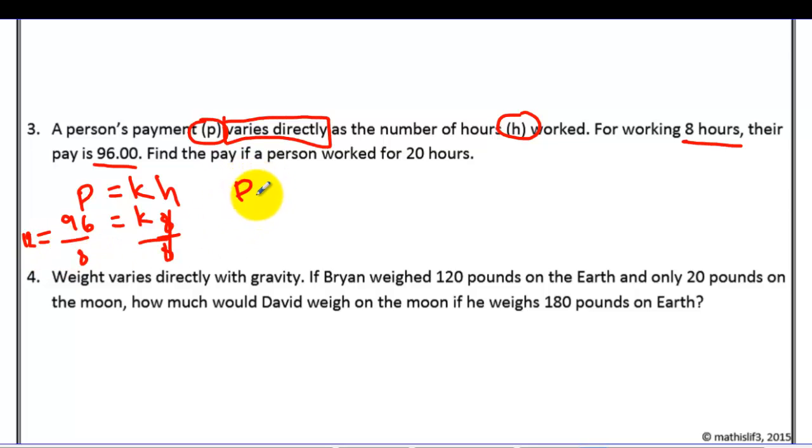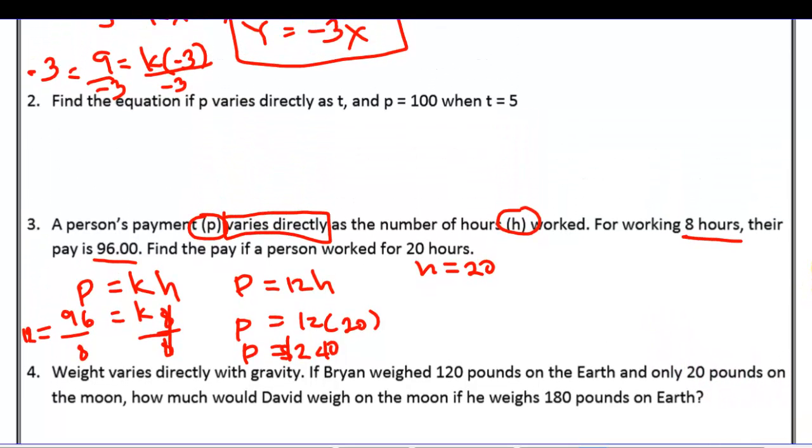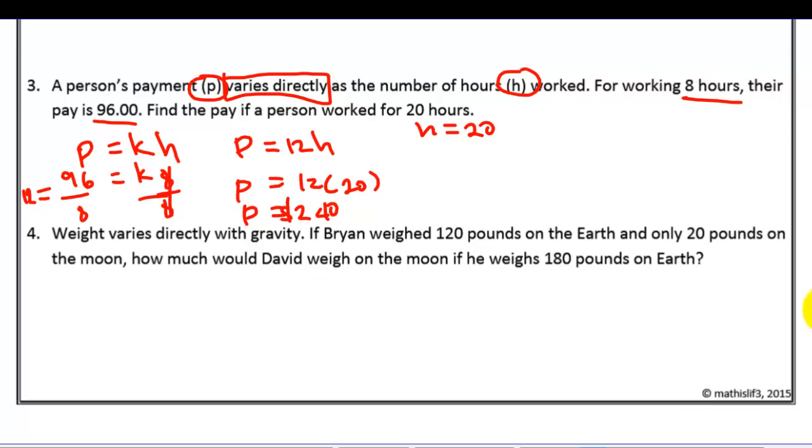So to complete our equation, I will have p equals 12 times h. Now find the pay. So we're looking for the p if a person worked for 20 hours. So if your h is equal to 20, what is our pay? We'll just have to replace your h here by 20 using the equation that we derived. So 12 times 20 is equal to $240.